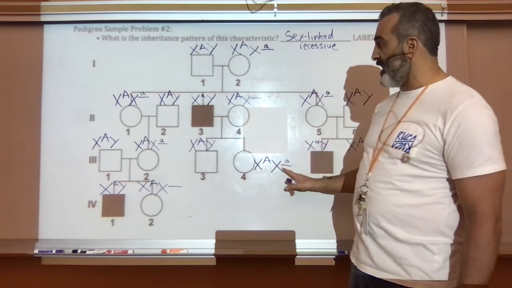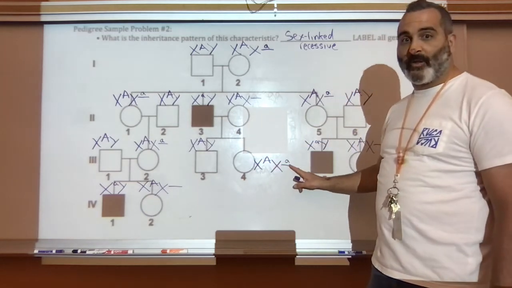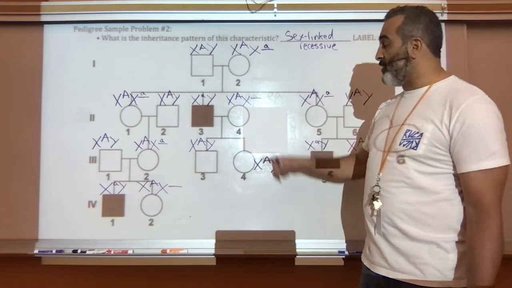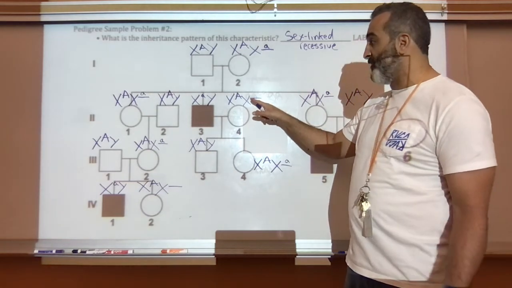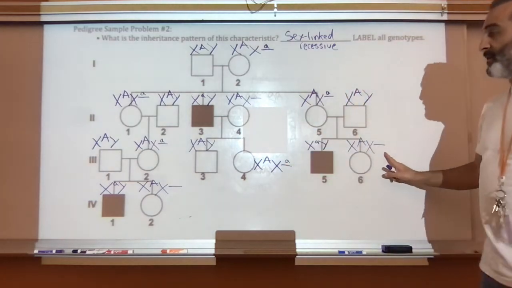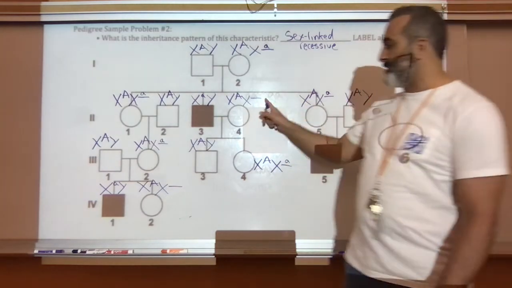X lowercase a, this lowercase a came from dad. This other letter could be a capital or a lowercase. We do not know exactly what it is. So we have two blanks here, a blank here, a blank there, and a blank down here.